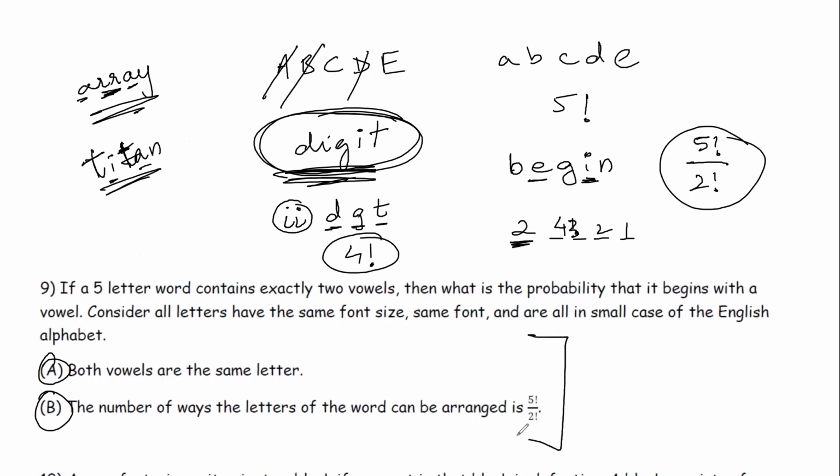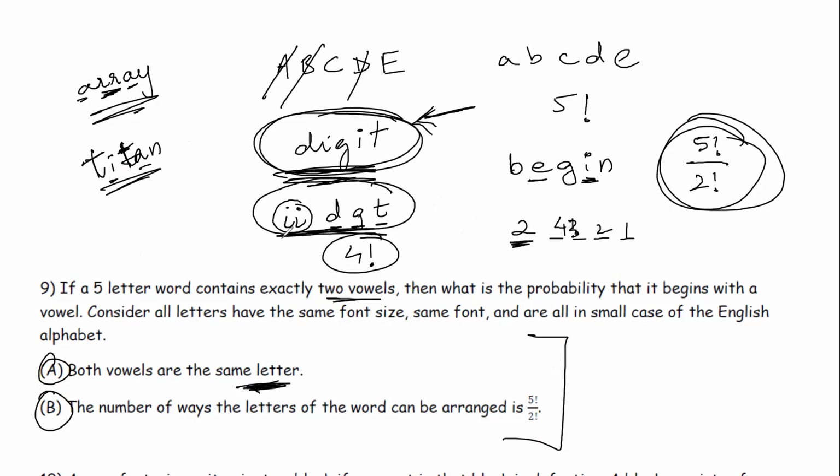But when we take both together, we know that there are two vowels and they are the same letter. That means the vowels are repeating. So it is most probably this situation, right? With 5 factorial by 2 factorial, it is this situation, right? And hence we can see that it begins with a vowel.